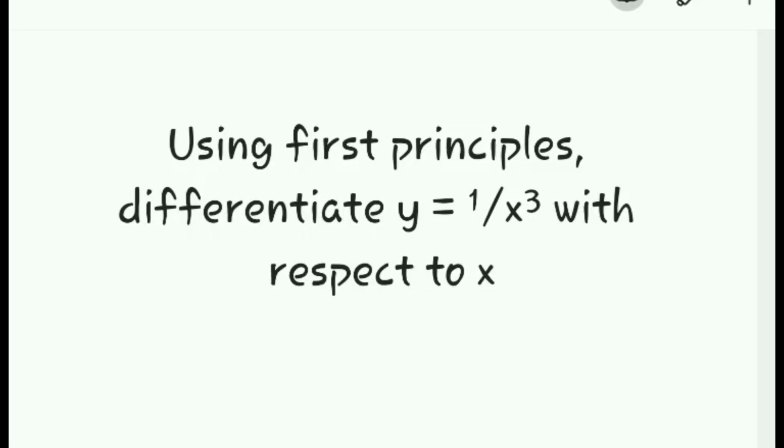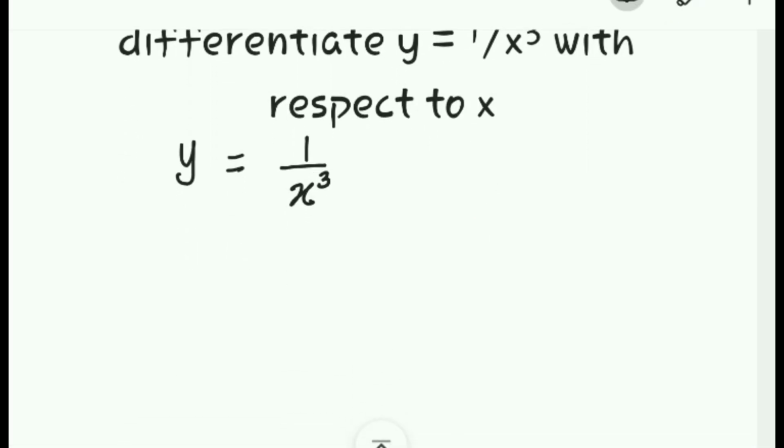Differentiate 1 over x cubed with respect to x from the first principle. The basis of the first principle is that if there is a change in the x variable, then there will be a change in the y variable. So I have y equals 1 over x cubed. Remember, we're solving this with respect to x and from the first principle.